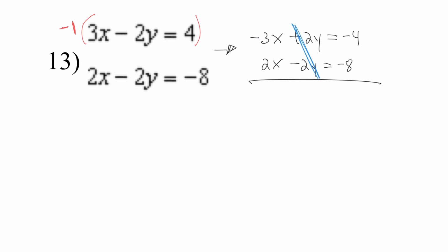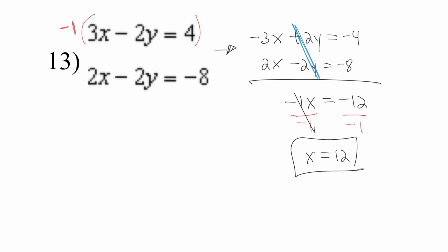Cancel. The x, you guys have a negative 3x plus a 2x. That will be a negative 1x. And the other side, negative 4 minus 8 is negative 12. Now you guys get rid of the negative 1. So we're going to have to divide. Divide by negative 1, and the other side by negative 1. So x equals, careful with your signs. We have two negatives on the right side. Negative 12 divided by negative 1. That's going to be positive 12.